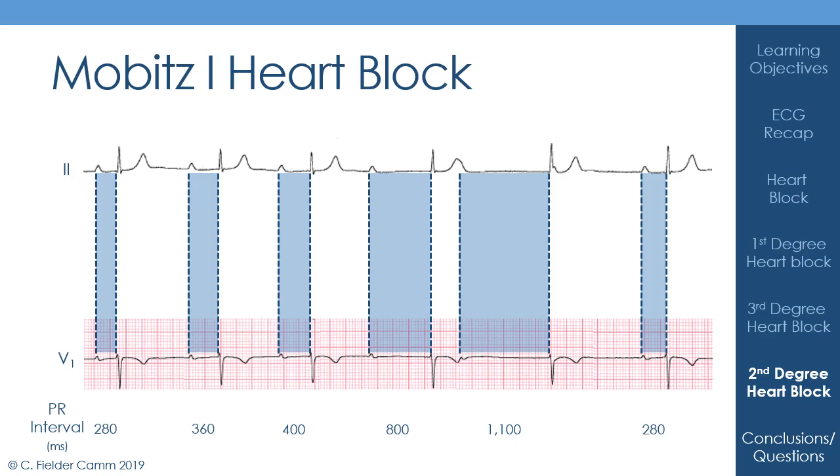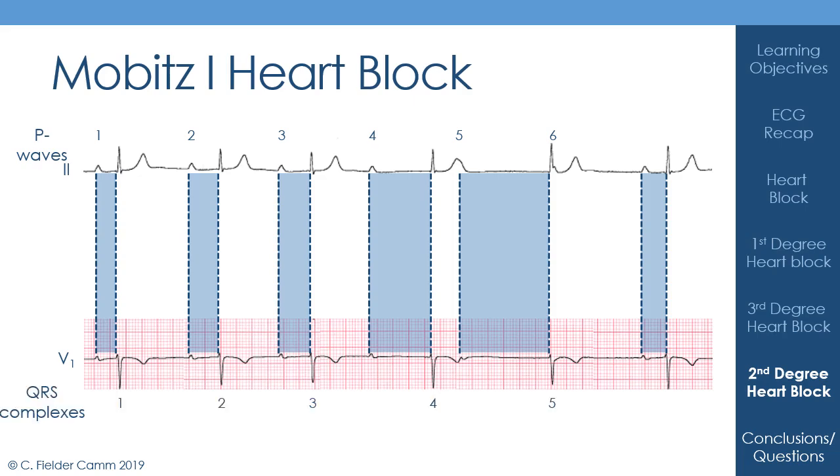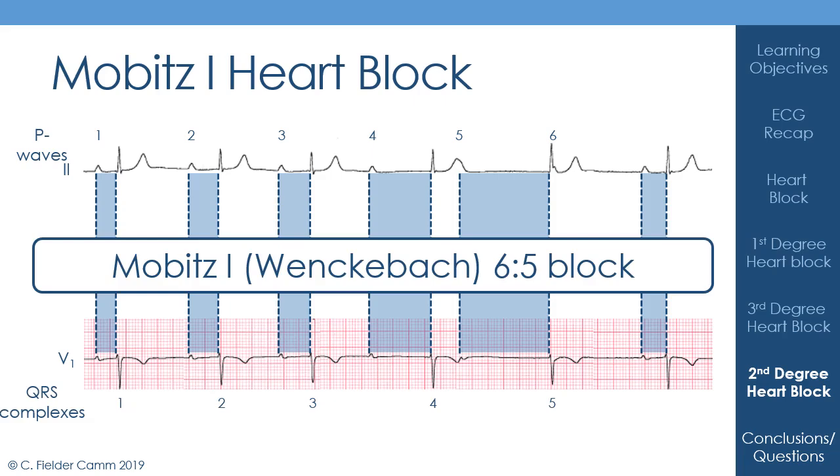And when we're talking about Wenckebach rhythms, we need to count up the number of P waves we've got. So here we've got 6 P waves, and for those 6 P waves, we've got 5 QRS complexes. So we can describe this as being Mobitz type 1 Wenckebach with 6 to 5 block.